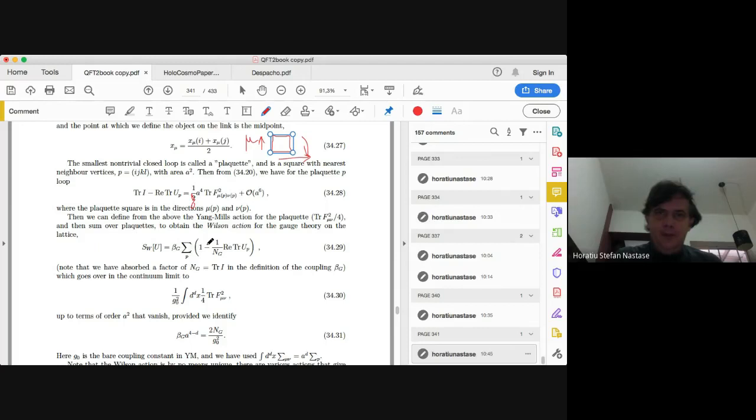So that means that from this relation we can define the Yang-Mills action for the plaquette. The Yang-Mills action for the plaquette is trace F_mu nu squared over 4. So this would be the Yang-Mills action for the plaquette, and then we sum over plaquettes, in order to obtain what would correspond to the Yang-Mills action in the continuum limit.